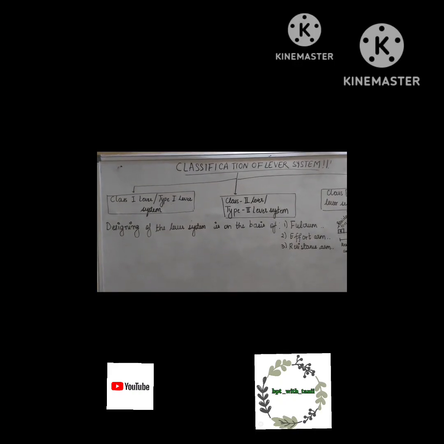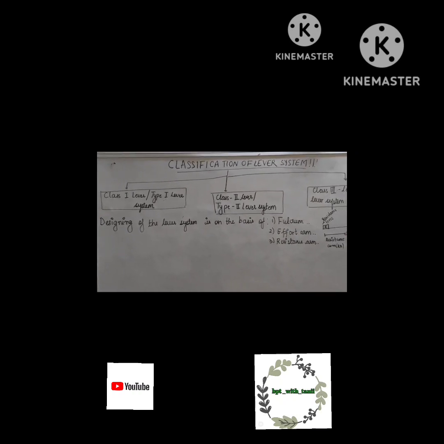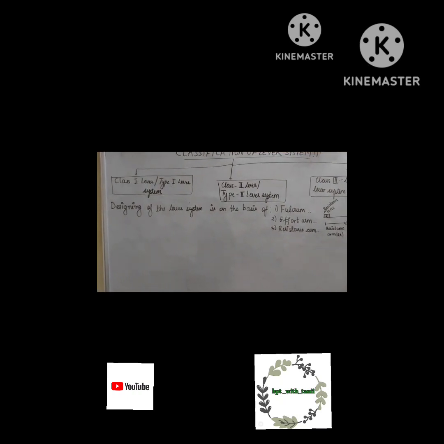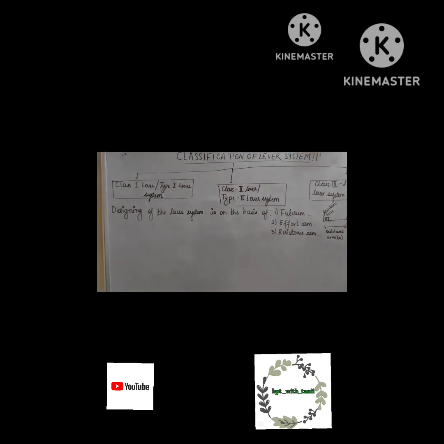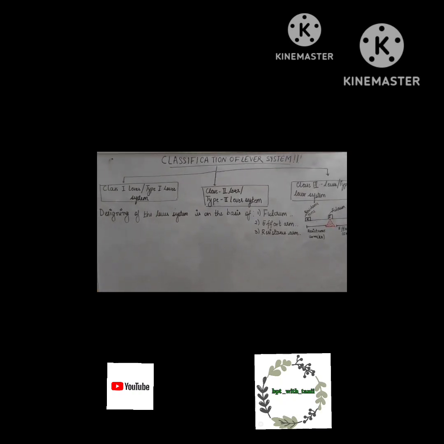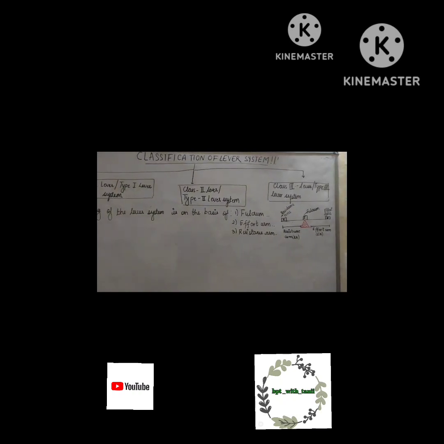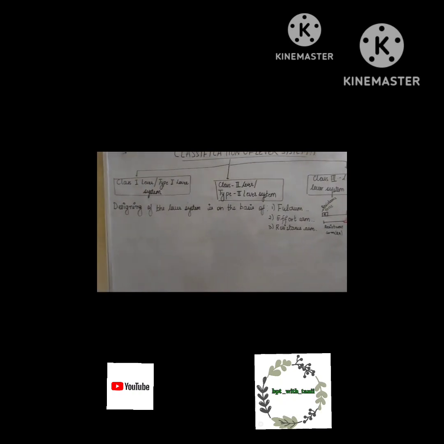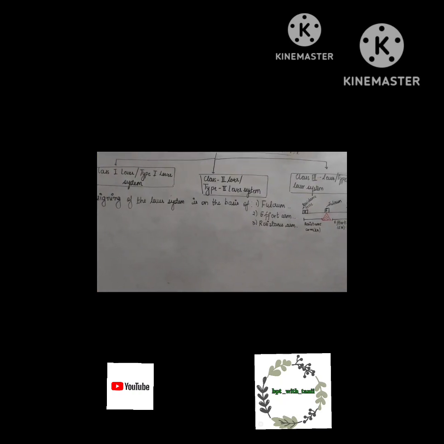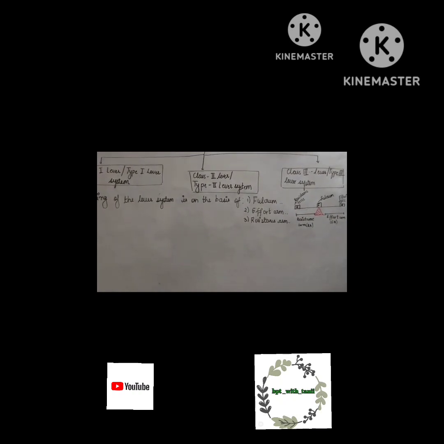So here comes the classification of lever systems. These are categorized into 3 classes, or you can say the types of lever system. Class 1, type 1 lever system. The second is class 2 or type 2 lever system, and the third is class 3 or type 3 lever system. So the design of the lever system is on the basis of the fulcrum, the effort arm, and the resistance arm.